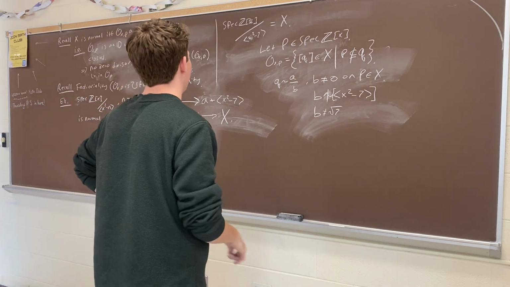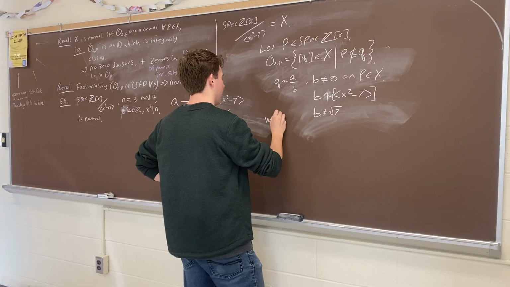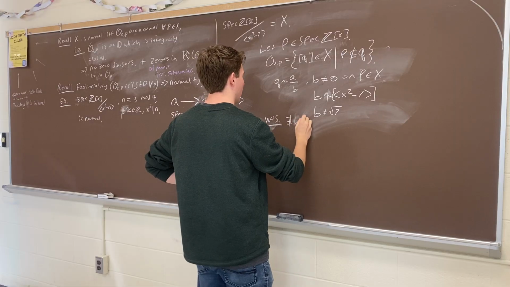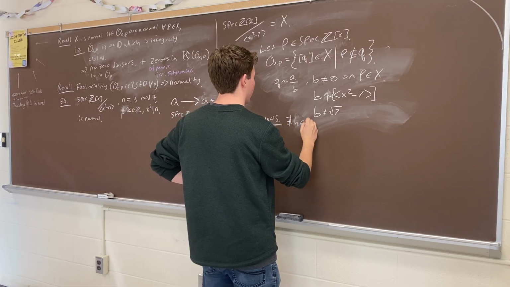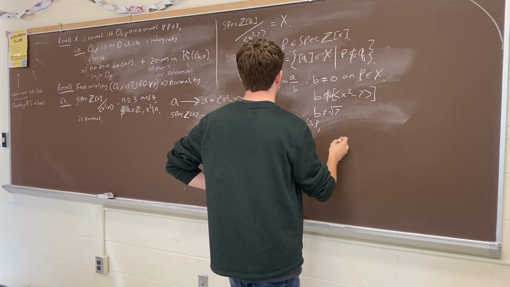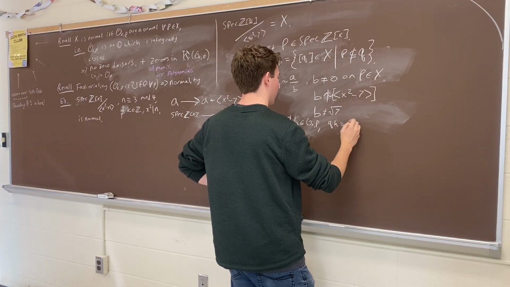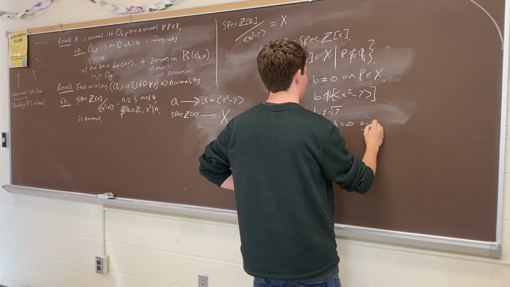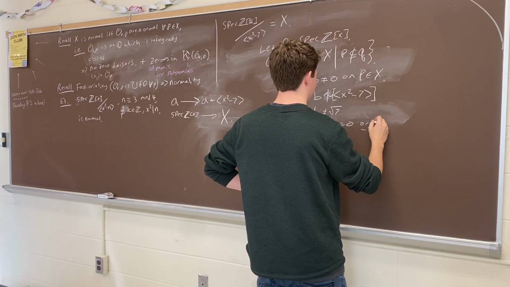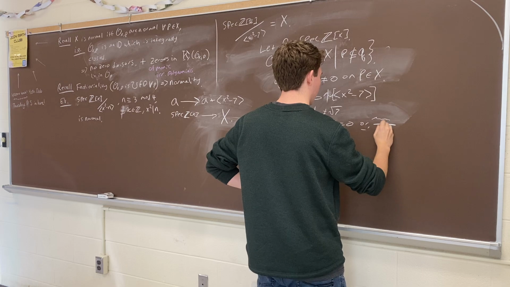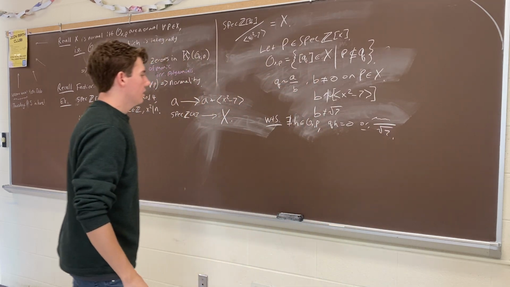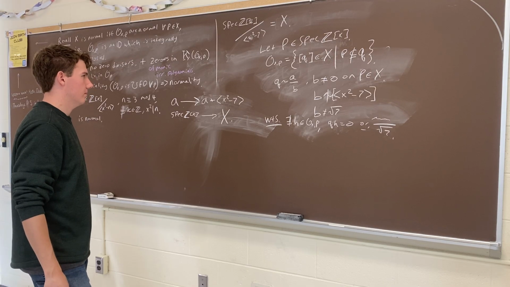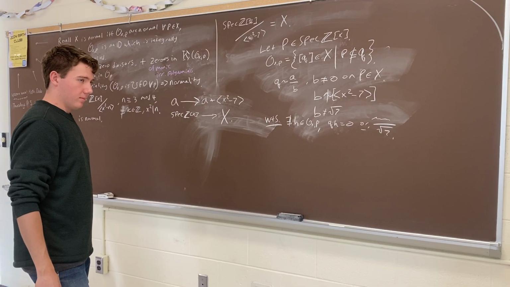And then we want to show that there does not exist an h in O_{X,P} with Q h either 0 or something over square root of 7.